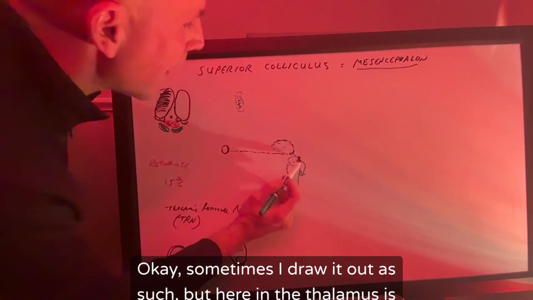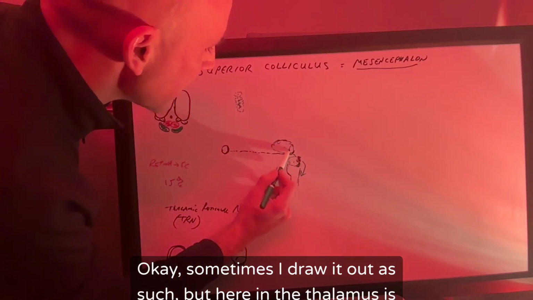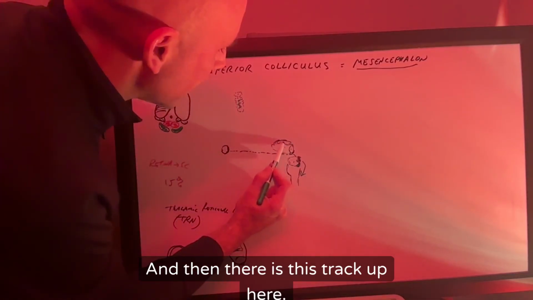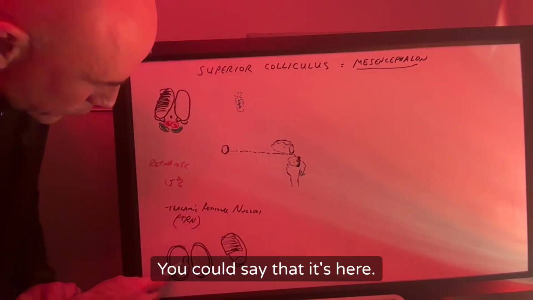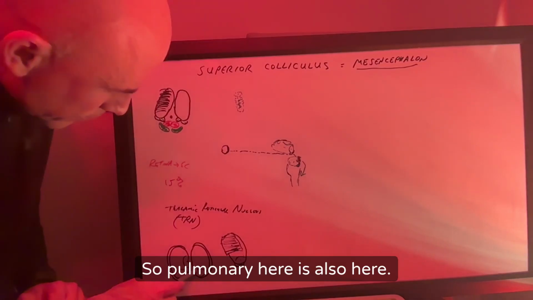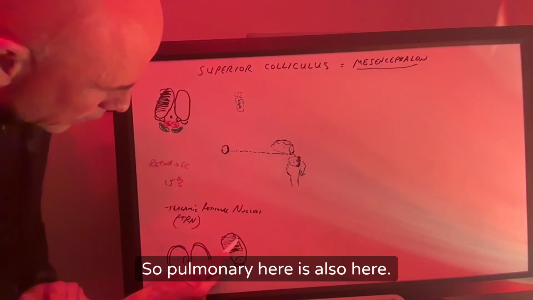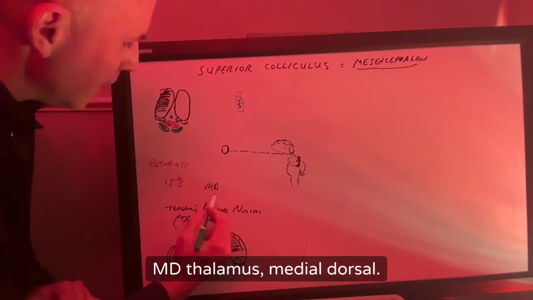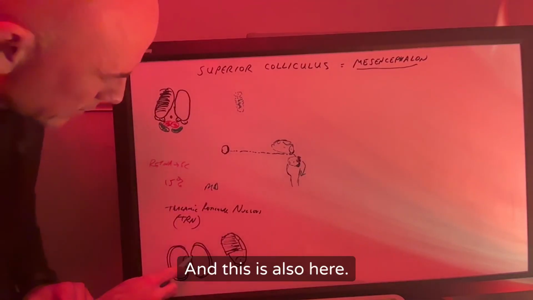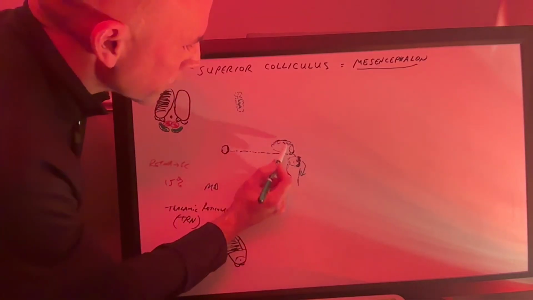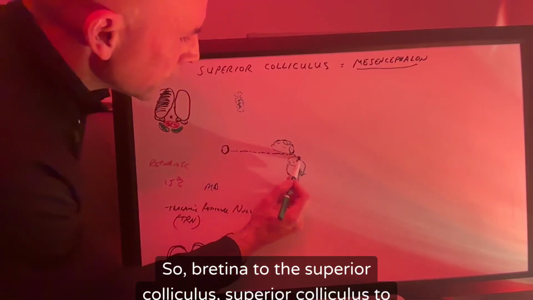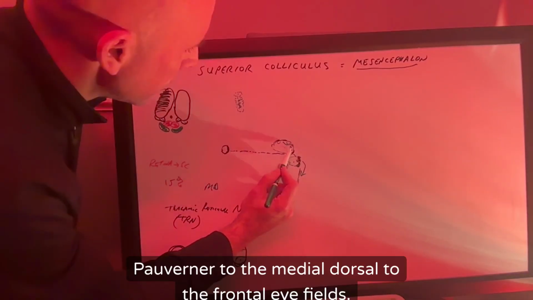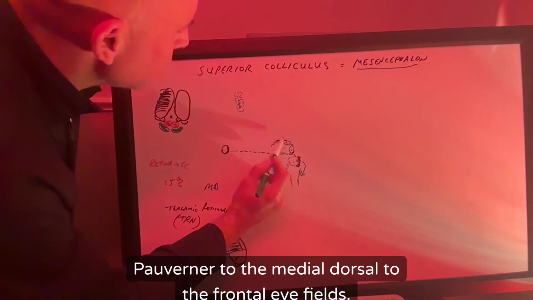Sometimes I draw it out as such, but here in the thalamus is the pulvinar that I mentioned. And then there's this track up here. You could say that it's here. So pulvinar here is also here. And then the medial dorsal, MD thalamus. And this is also here. So retina to the superior colliculus to the pulvinar to the medial dorsal to the frontal eye fields.